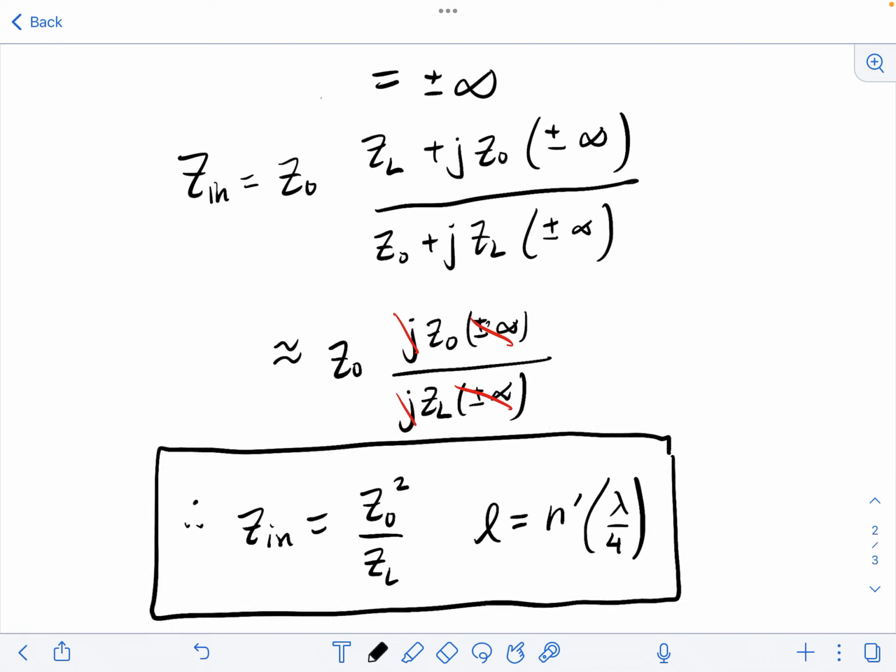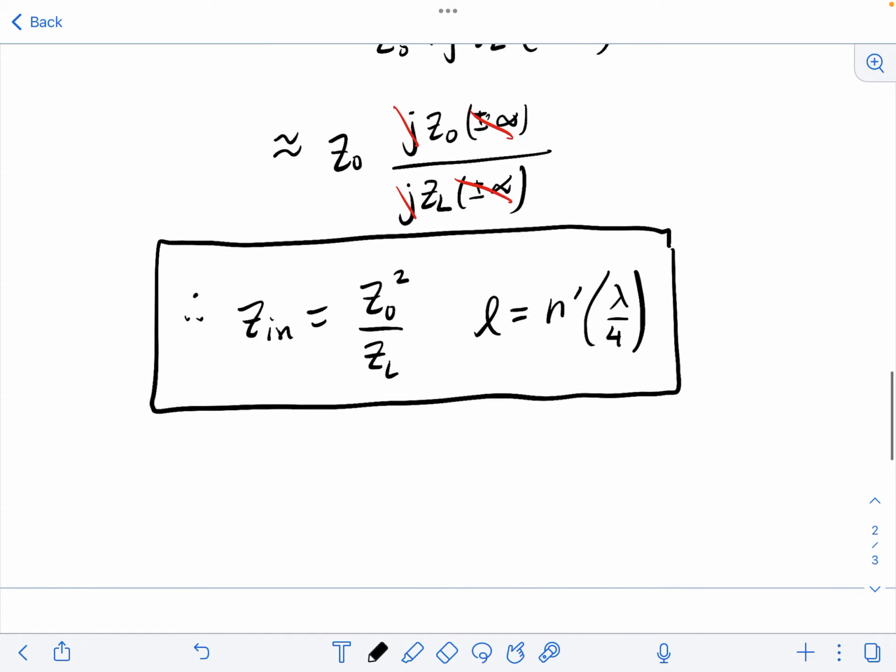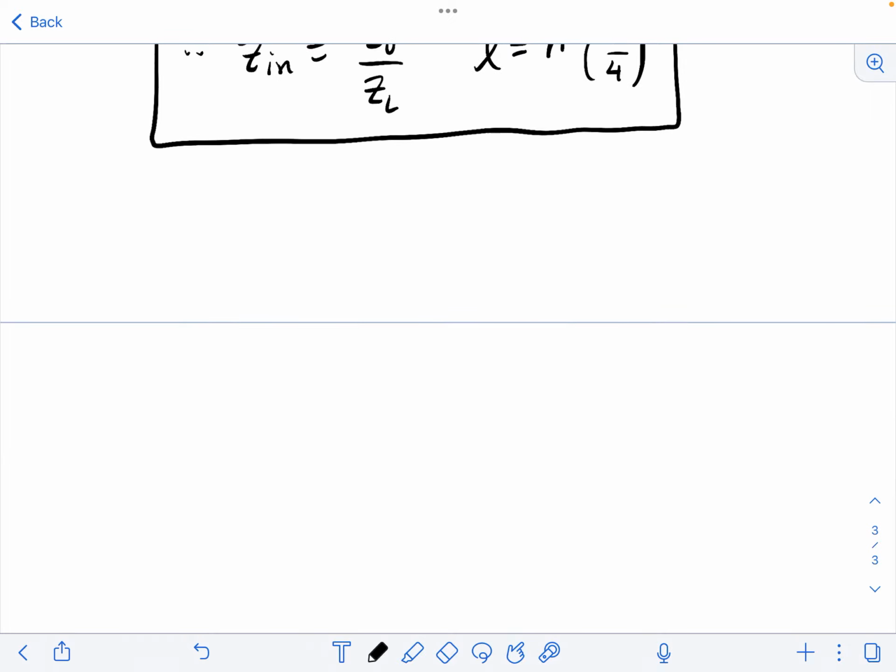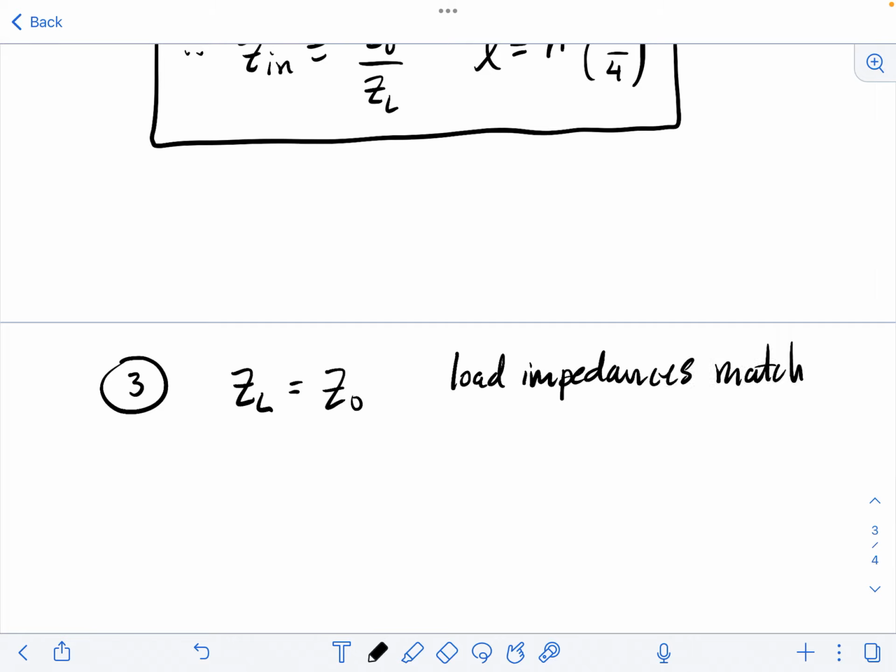Okay, good. So there's one more case, and this is perhaps the most important case, and that is the case where we set the load impedance to be equal to the characteristic impedance of the transmission line. So load impedance matches the characteristic impedance of the transmission line.